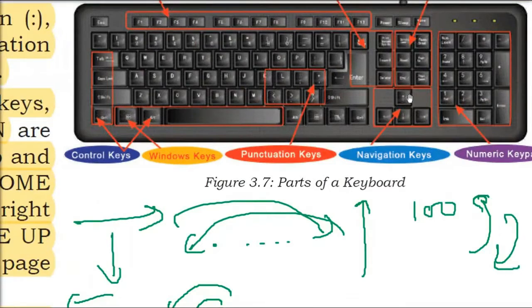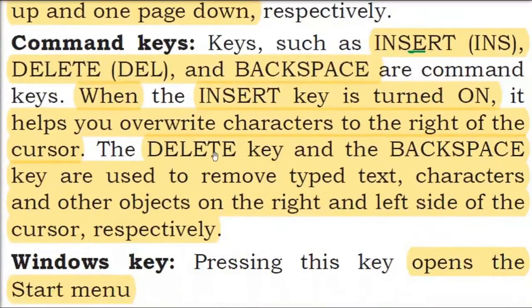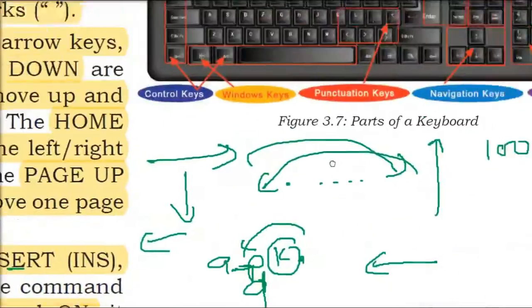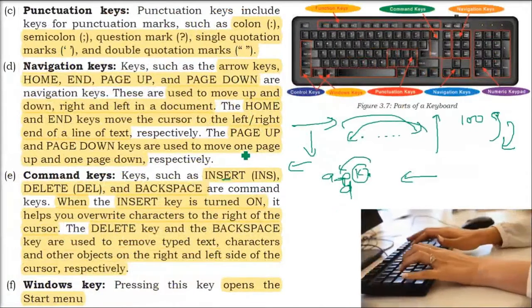So if you see here, these are combinations. So these are command keys, as I said. Insert, delete, backspace. So if you see the above one, it is showing the command keys. These in green you can see are the command keys, and the arrow is also pointing to the command key. So it depends on which software, which application you are working on.